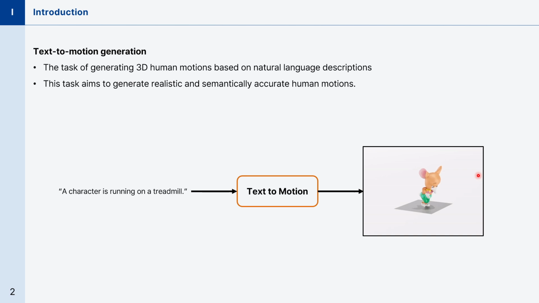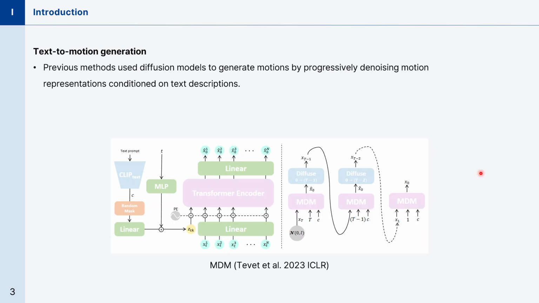Text-to-motion generation is the task of generating 3D human motions based on natural language descriptions. For example, given a description like a person is running on a treadmill, the model generates a motion sequence that aligns with the input text. In previous approaches, motion generation was primarily achieved using diffusion models, which take modalities such as text as input conditions to produce high-quality results.